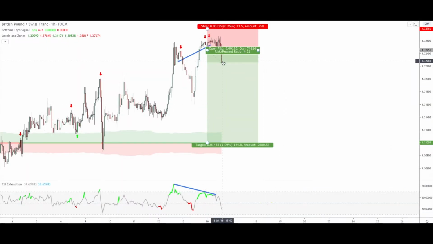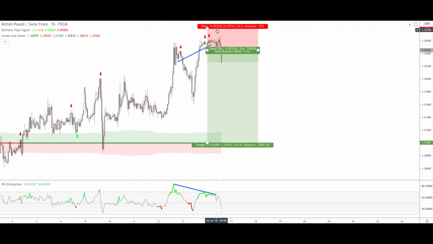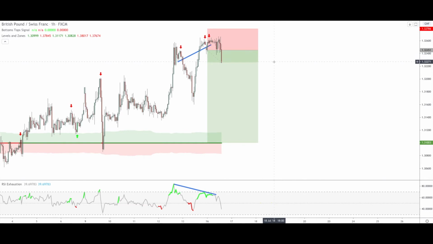So the price is now moving down. It found quite a hard time moving down because you can see the volatility that happened within these candles, but now it's moving down. The most interesting thing is that the RSI is just dropping. It's dropping like crazy. So this means that this downward movement is definitely sustained by the downward movement of the RSI Exhaustion as well. So what I'm expecting is that the price will now continue to go down.